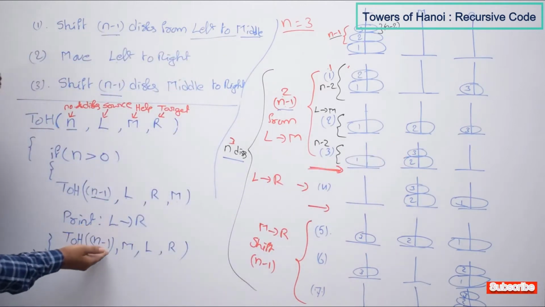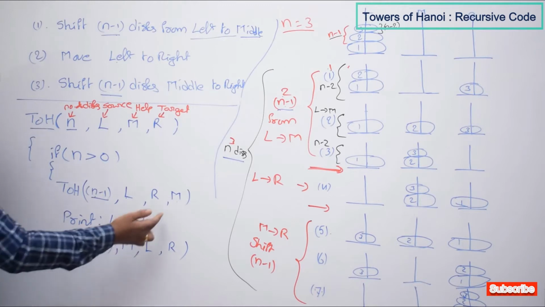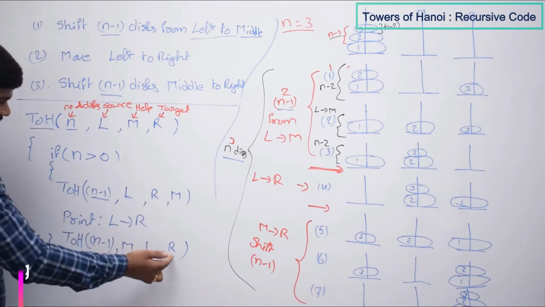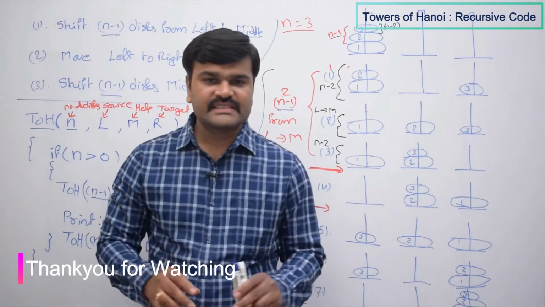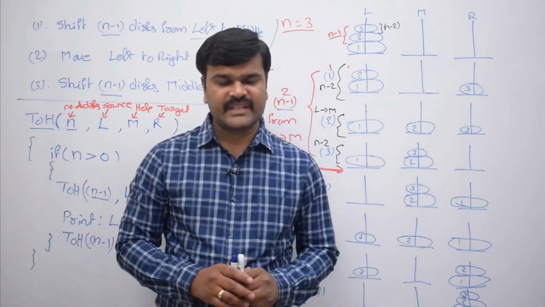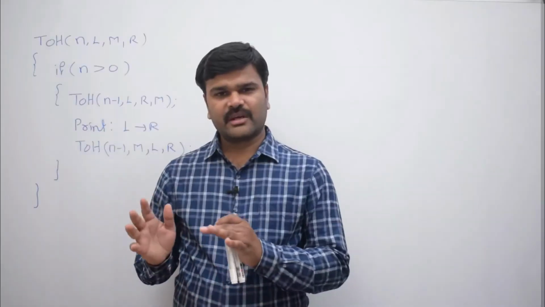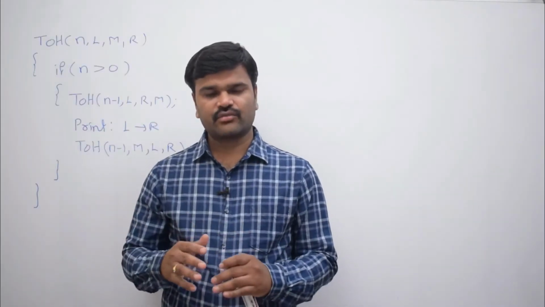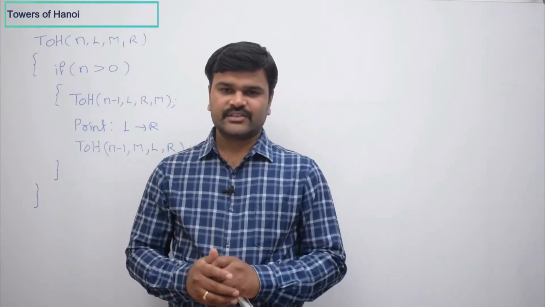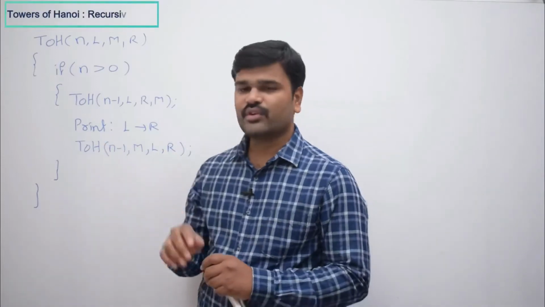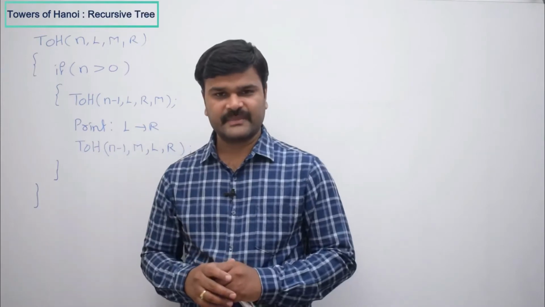After this, shift these n minus 1 disks from the middle tower to the right tower, so that our game is completed, the goal is fulfilled. Okay. So we have completed how to write a recursive code for Towers of Hanoi from the given example. So this is the recursive code for the Towers of Hanoi game.